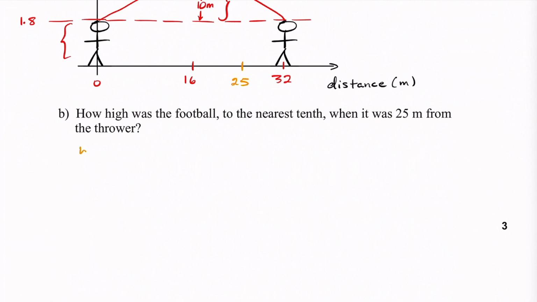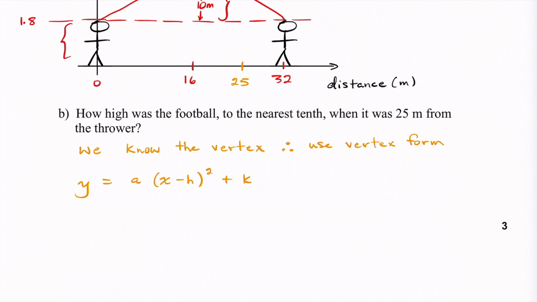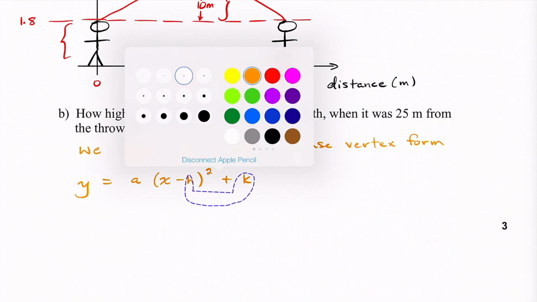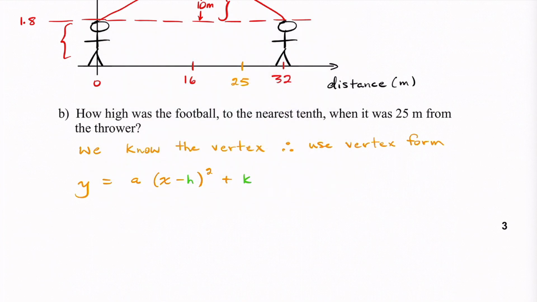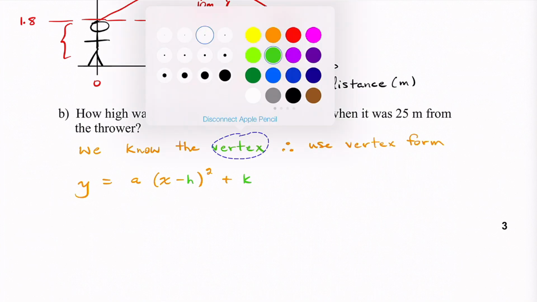Okay, so in this question, we know one important thing, and that's going to determine what we're going to want to use. We know what the vertex is. Okay, so if we know the vertex, therefore, we are going to want to use vertex form. Okay, so writing out vertex form, it is a times x minus h all squared plus k. And then I'm just going to change the h and the k into different colors here so we can distinguish them. Okay, now that h and that k, that was the vertex.